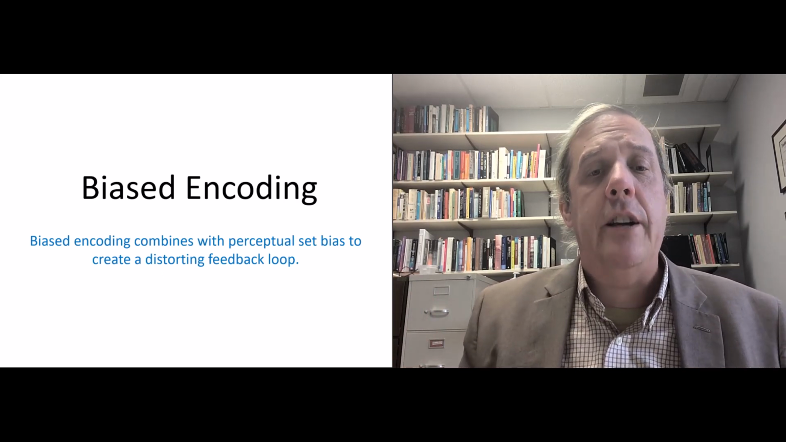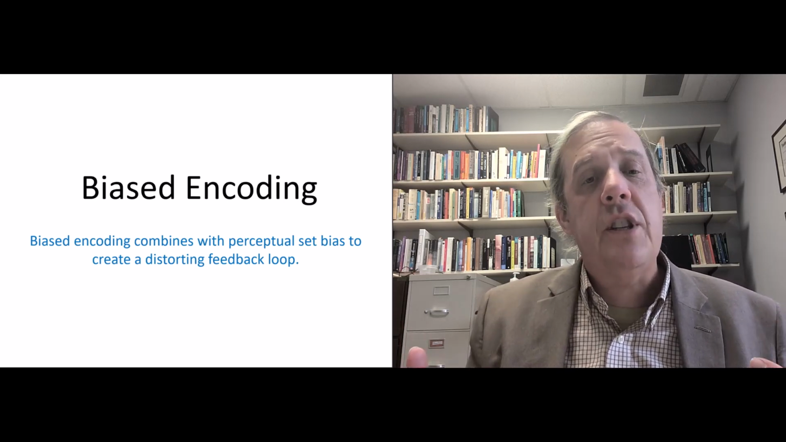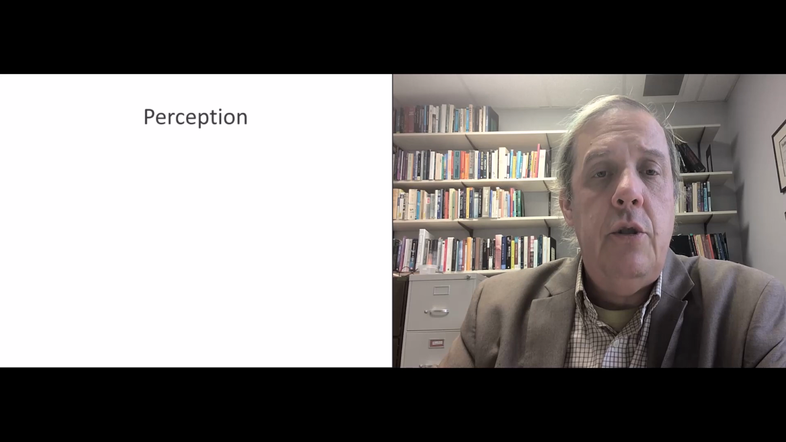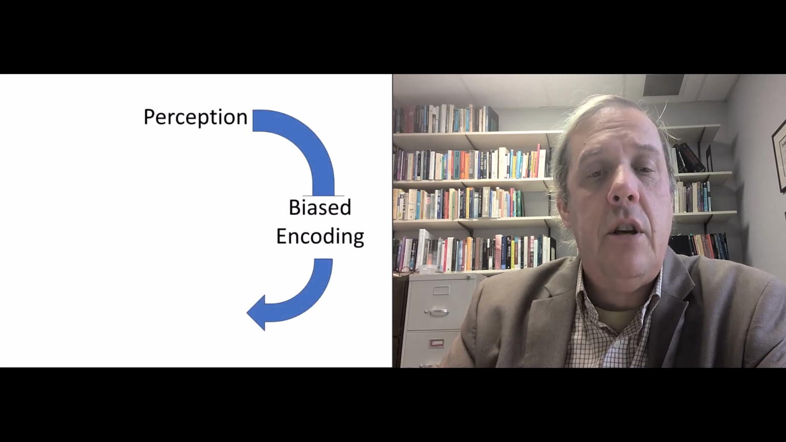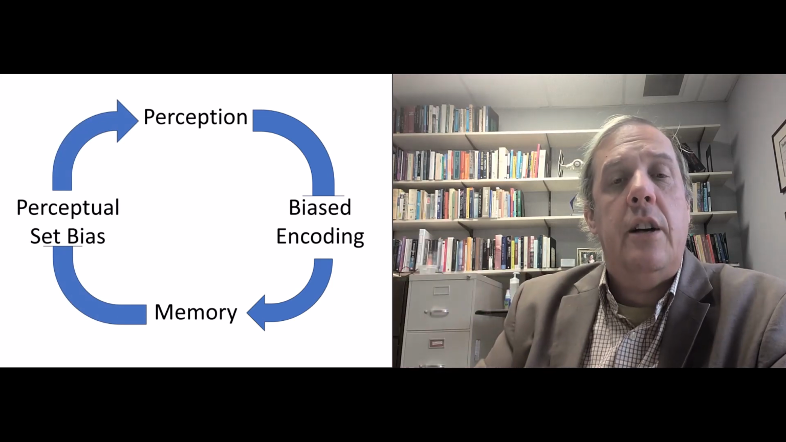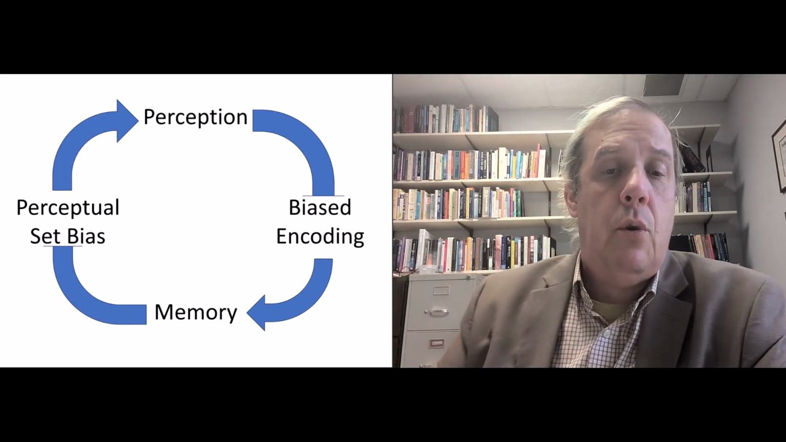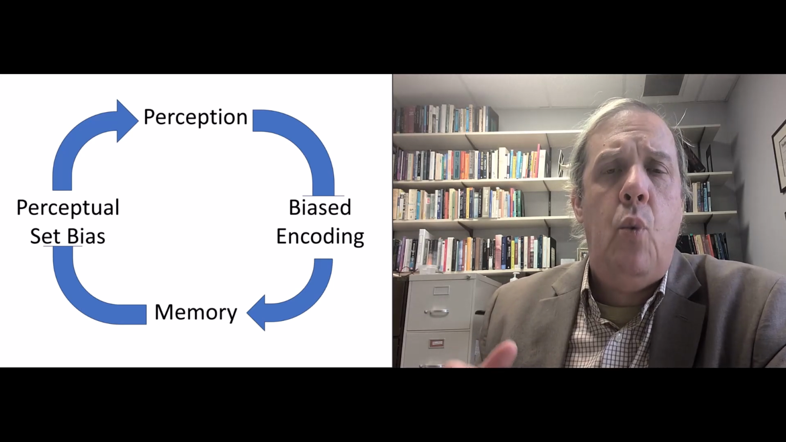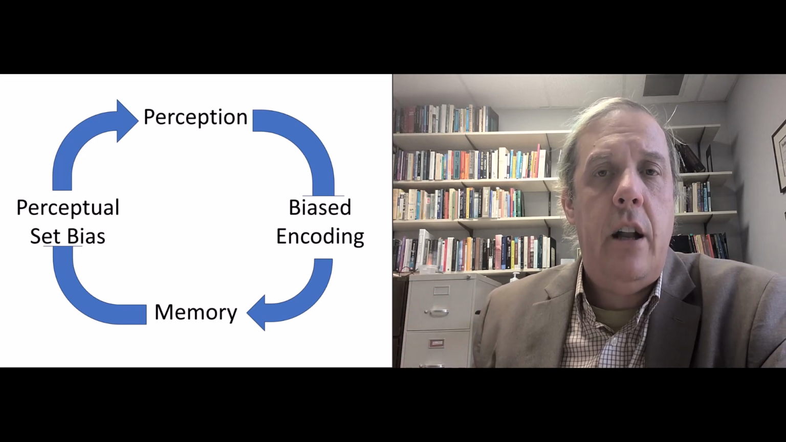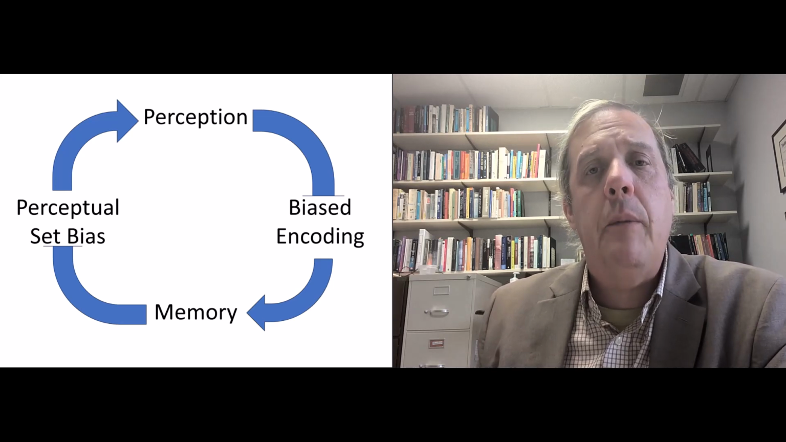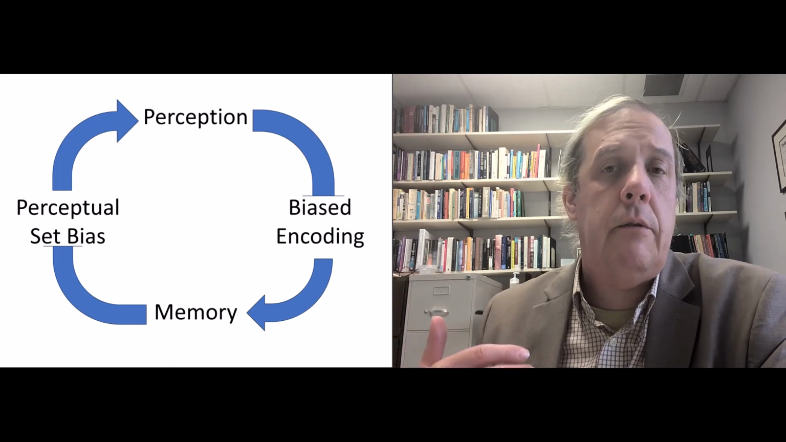So perceptual set bias creates a bias in what you perceive. That creates a bias in how you encode. So think about how these work together. You have perception. Perception leads to biased encoding. That leads to a memory. And what does your memory do? Memory serves as the basis for perceptual set bias. So you get a cycle where your memory and your perception reinforce each other, create a world that matches your expectations, that makes sense to you given what you already believe, and is insulated from evidence that your basic understanding of the world is false.